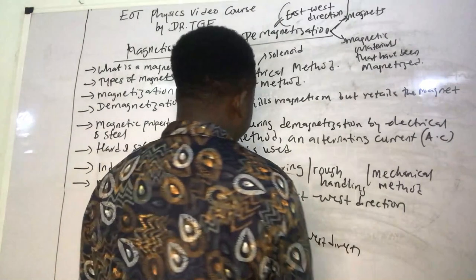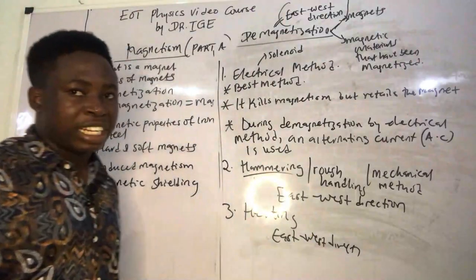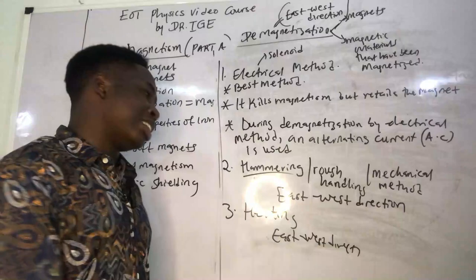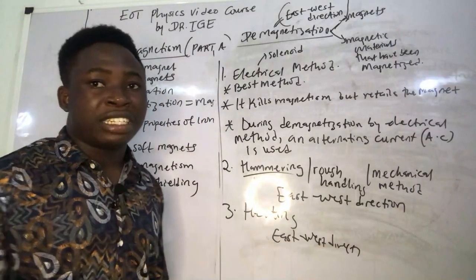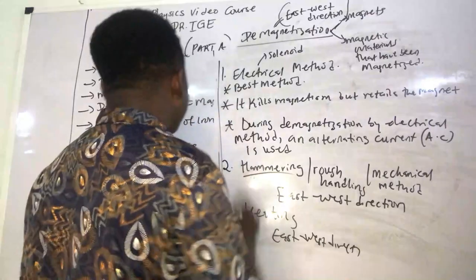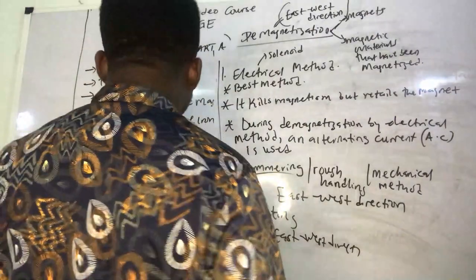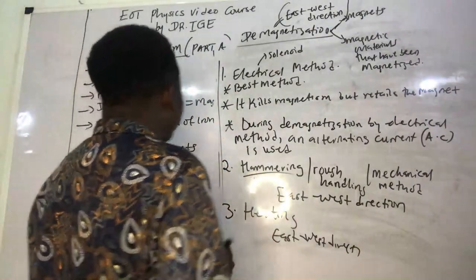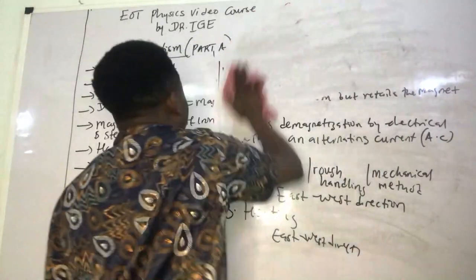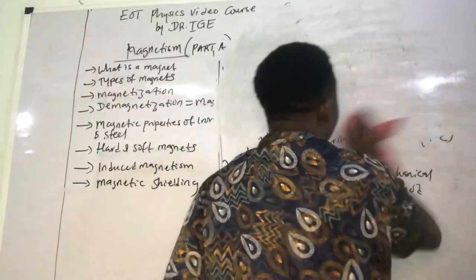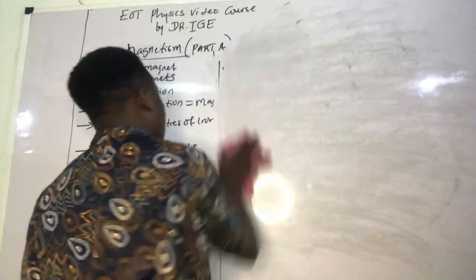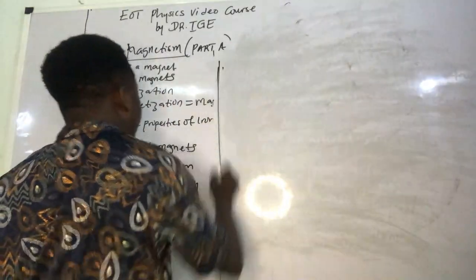So you see these two last methods, it's not as if they cannot kill magnetism, but they don't end there. They kill magnetism and they spoil the magnetic materials. Do you understand? Okay, so let's move on to the next, which is the magnetic properties of iron and steel. I believe you are gaining value already. I hope you are writing. Let's talk about the magnetic properties of iron and steel.